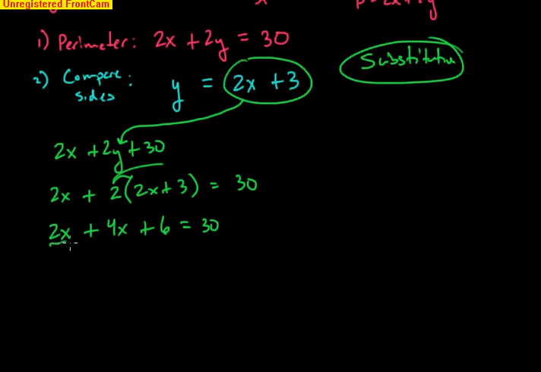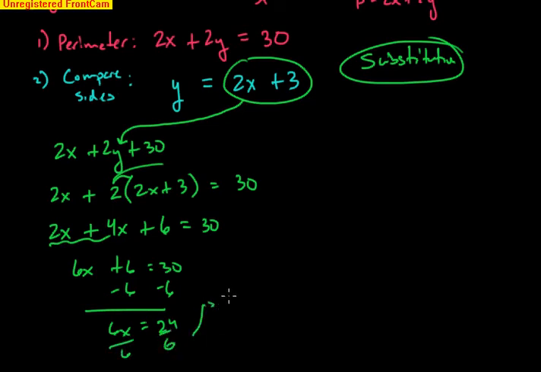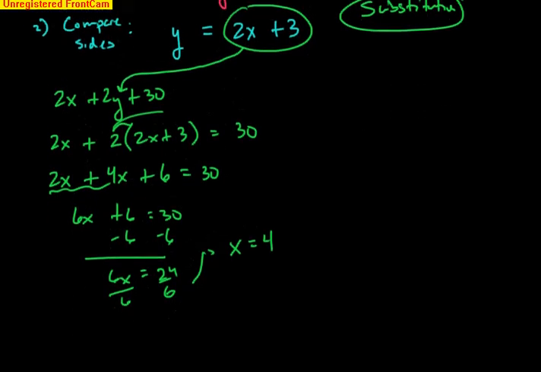This right here, 2x and 4x, is 6x plus 6 equals 30. I will subtract 6 from both sides. 6x equals 24. And divide by 6. And I get an x value of 4. So that is going to be, I believe, the length. Right? If I scroll up, that's the length. The length is 4.